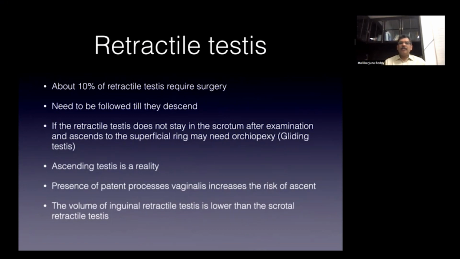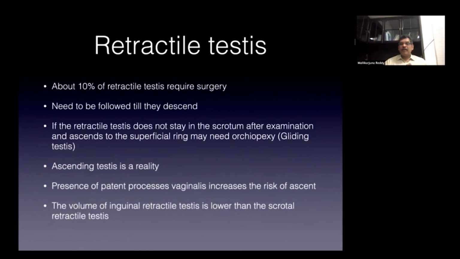And if the retractile testis does not stay in the scrotum after examination and ascends to the superficial ring, these are the children who may really need orchiopexy. So we need to take care of these children and follow them up very carefully. If there is an associated hernia or a patent processus vaginalis, the ascending testis is a reality. So these testes can ascend even into an intra-abdominal position when the child starts growing.